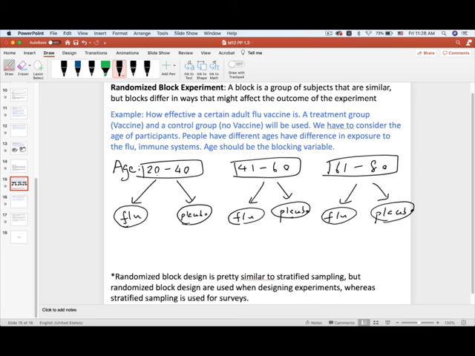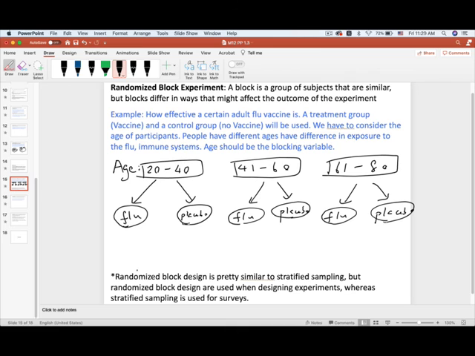Under the age from 20 to 40, you could compare the vaccine with the placebo. And again, the placebo here is going to be the control group. And 41 to 60 also compare with this group and also compare with these two. And also we could compare the people in different ages who receive the vaccine. We could compare here to here and to here. And we call this a randomized block experiment.